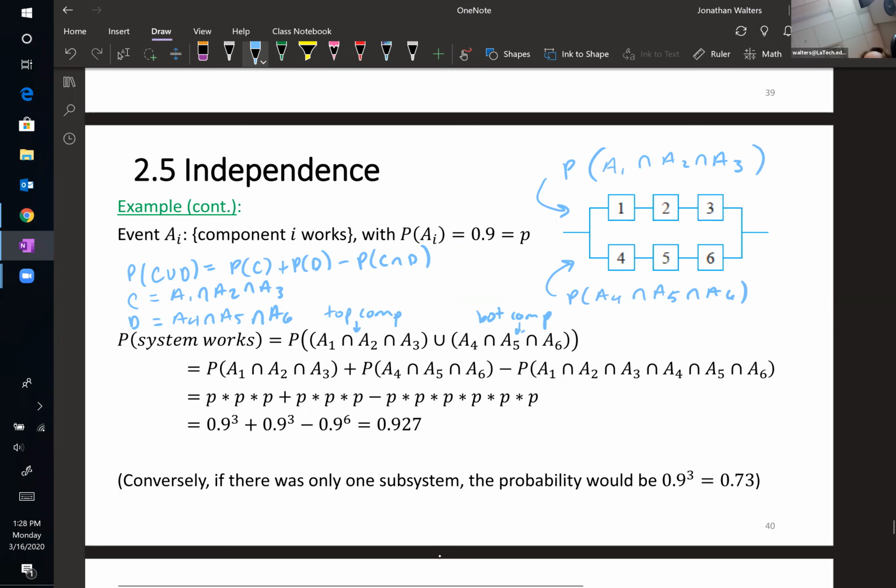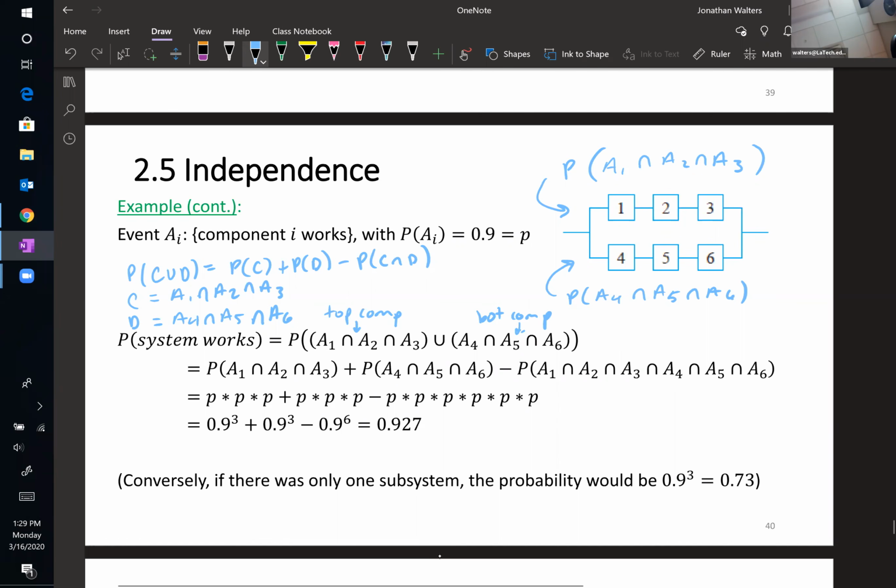Now, because they're independent, this is really just probability of A1 times probability of A2 times probability of A3, plus probability of A4 times probability of A5 times probability of A6, minus probability A1 times probability A2, and so on, because they're all independent. So you can just multiply: P cubed plus P cubed minus P to the 6th. And the probability of each individual component working is 0.9. So that number comes out to be 0.927. If you only had one subsystem, the probability would be 0.73.